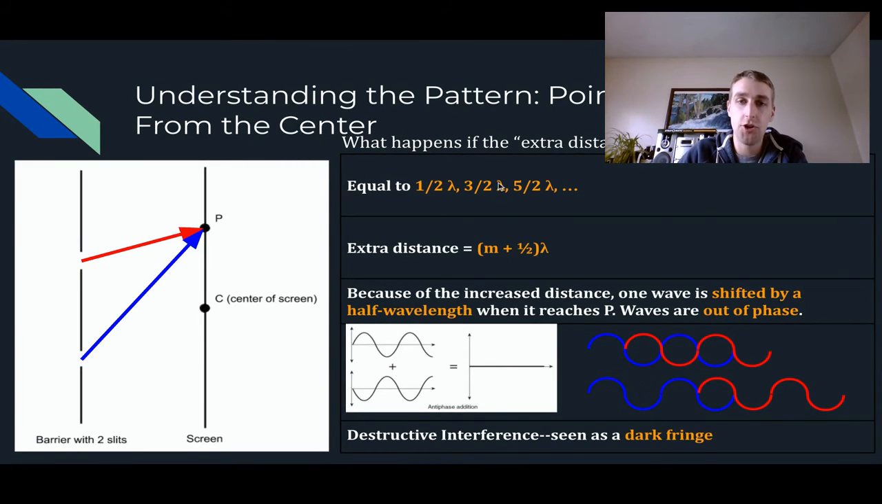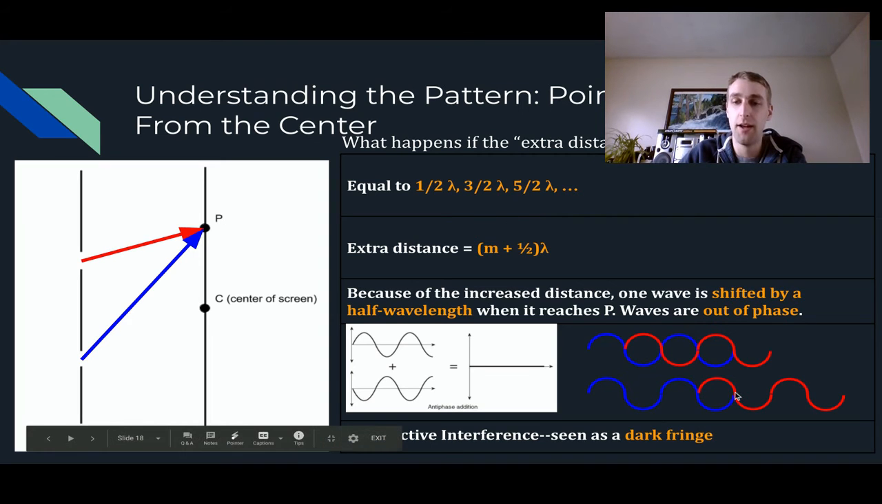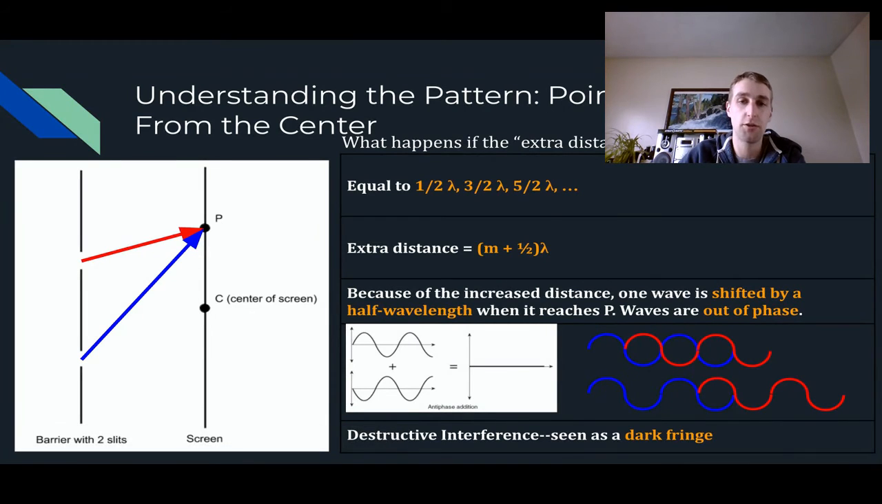The same thing is true for the special case where that extra distance traveled by the blue wave happens to be 3/2 lambda, or 1.5 lambda. So now you can see the blue wave gets there even later because it has to travel even farther. So here would be 1 full wavelength later plus an additional half wavelength. They're still out of phase, so it appears as a dark spot. And that pattern continues on and on and on as far as you want to go.